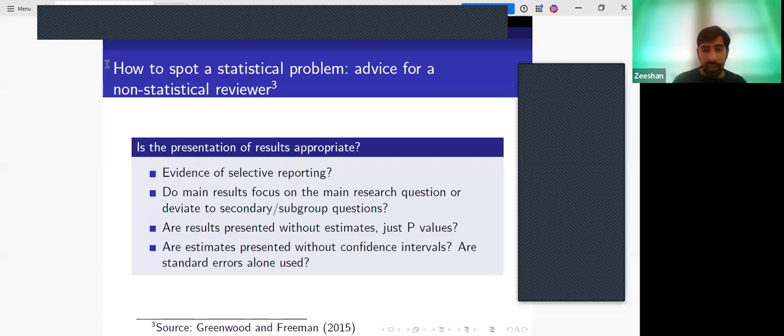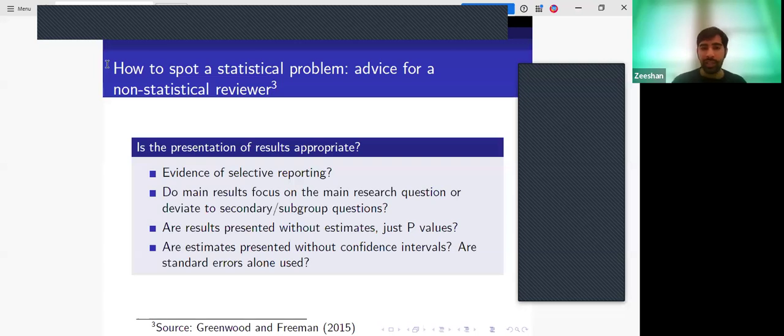So do the main results focus on the main research questions or deviate to secondary subgroup questions? Sometimes it happens that you include a lot of graphs. For example, you have 10, 15 variables, and for each variable you have included a pie chart or bar chart or something like that if they are categorical. Doing so doesn't make sense sometimes because those are not directly relevant to what you actually set in your introduction section, for example, as an aim, right? So you have to think about that.